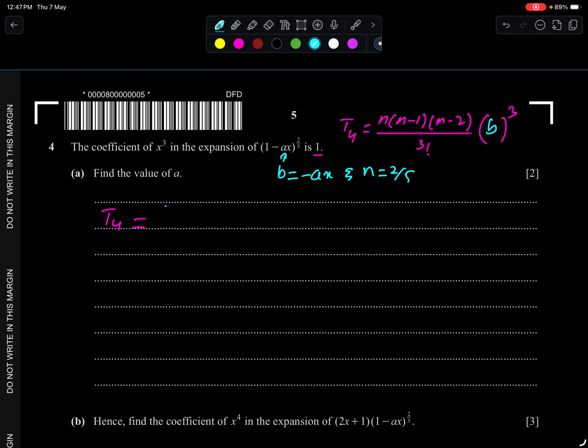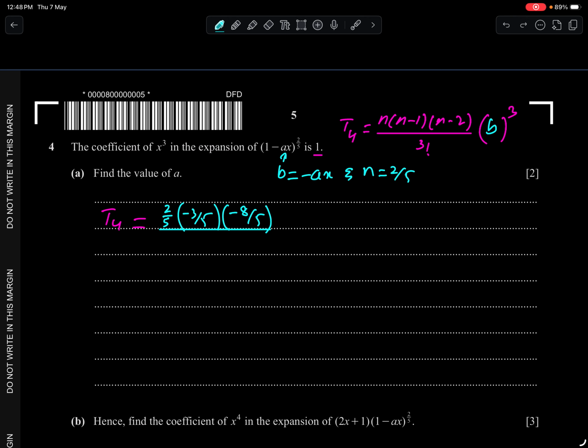So n is 2 upon 5. n minus 1: 2 upon 5 minus 1 makes minus 3 upon 5. Minus 3 upon 5 minus 2 makes, in fact, n minus 2. See, n minus 1, n minus 2. So just minus 1 from this. So minus 3 upon 5 minus 1 will give you minus 8 upon 5. You have the option; you can also do n minus 2. You will get the same thing.